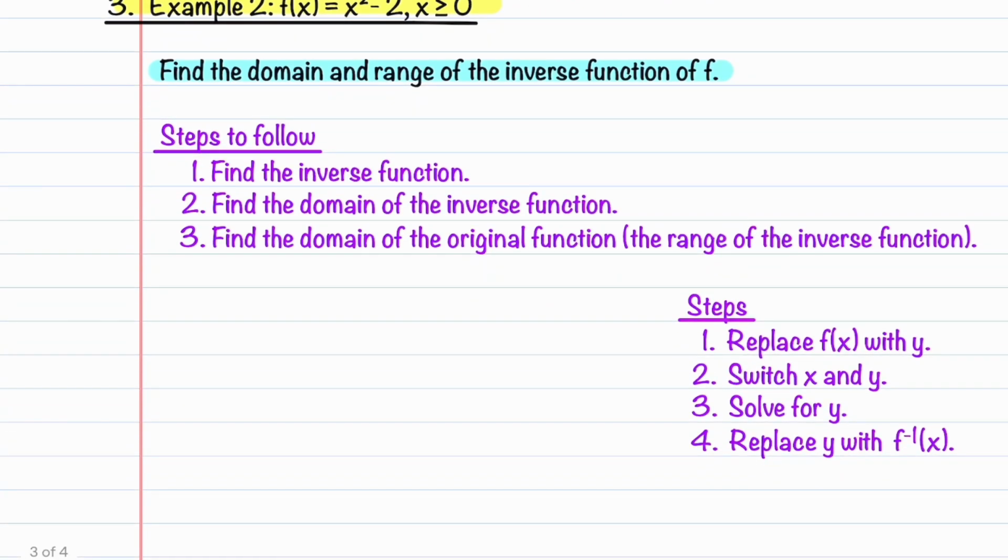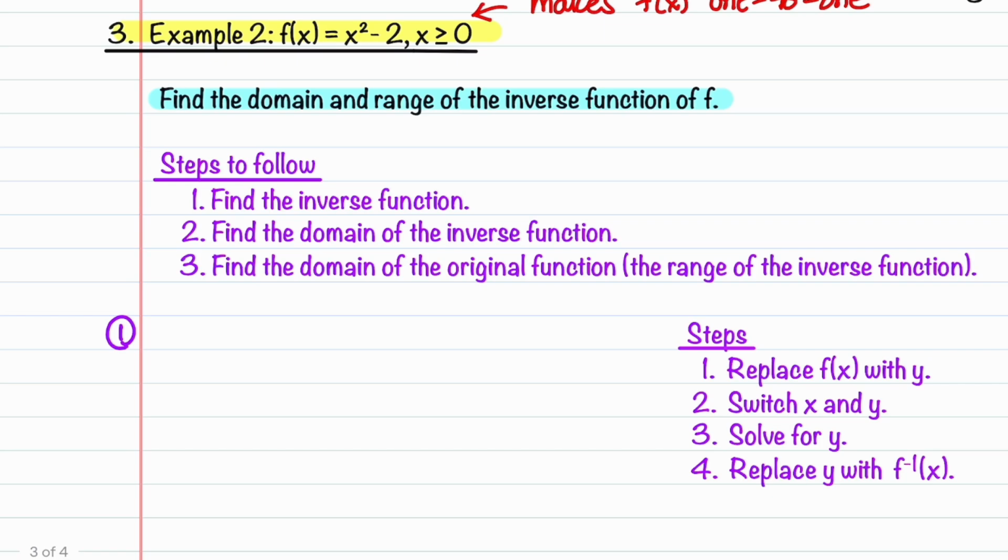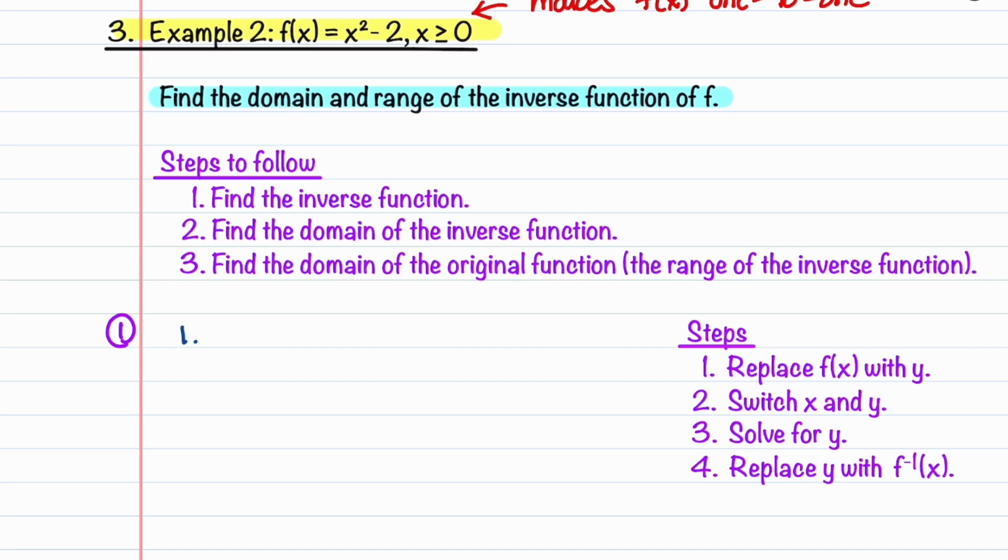So let's go over here. We're going to start with our first step. Our first step is to find the inverse function, and that actually has 4 steps within it. Our first step is to let f of x be equal to y. So we have y is equal to x squared minus 2. And let's also put that x is greater than or equal to 0.